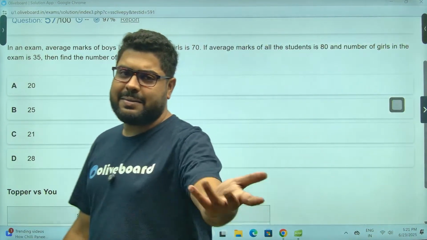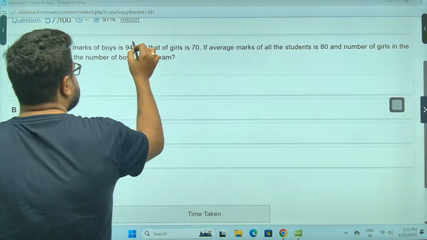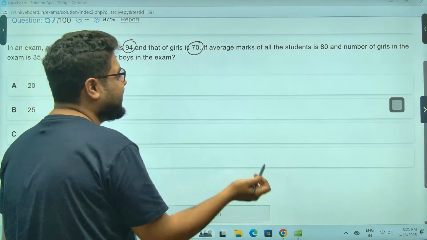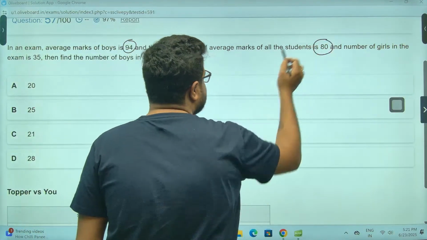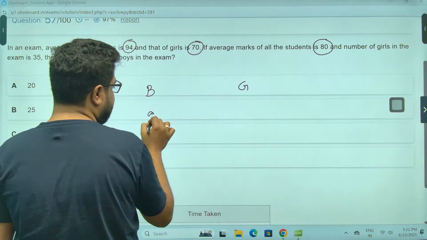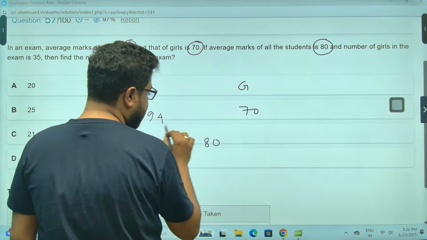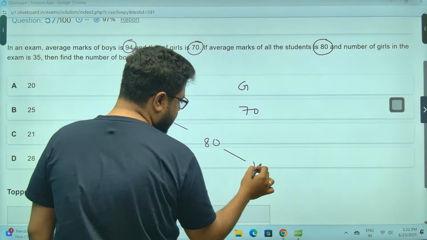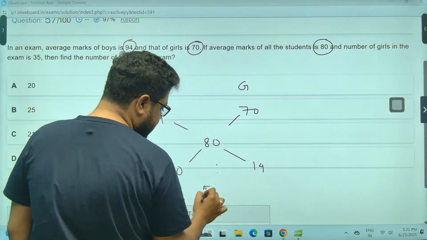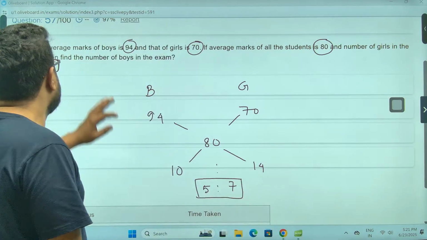I'll take a class, like, now. Average marks of boys, girls. Sir, it's an allegation question, right? Marks of the students is given. Boys and girls, so 94, 70. Average is 80, sir. Ratio will be, sir, 14 and this is, sir, 10. So ratio is 5:7.